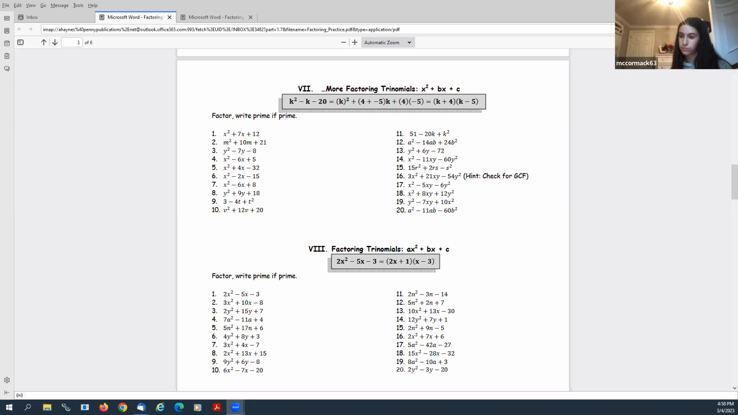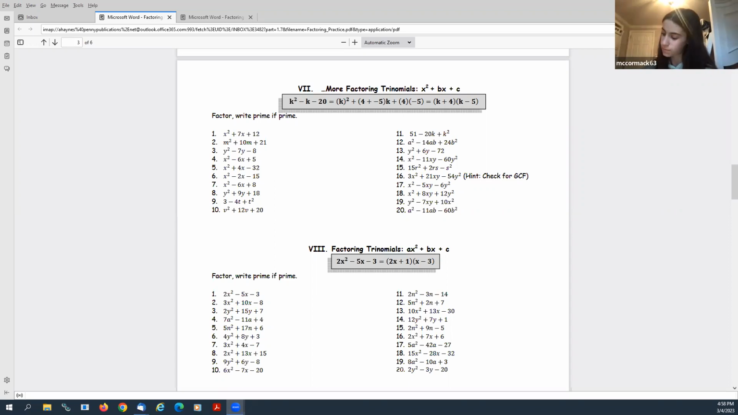Okay, so if you do 2y plus 7 times y plus 1, you get 2y squared. And then you would get 2y times 1, which would be 2y. And then you would get y times 7, which would be 7y. That's only going to get you up to 9y. You need 15. So what do you think you need to do? Switch them. Exactly. Switch them. That's all you have to do.